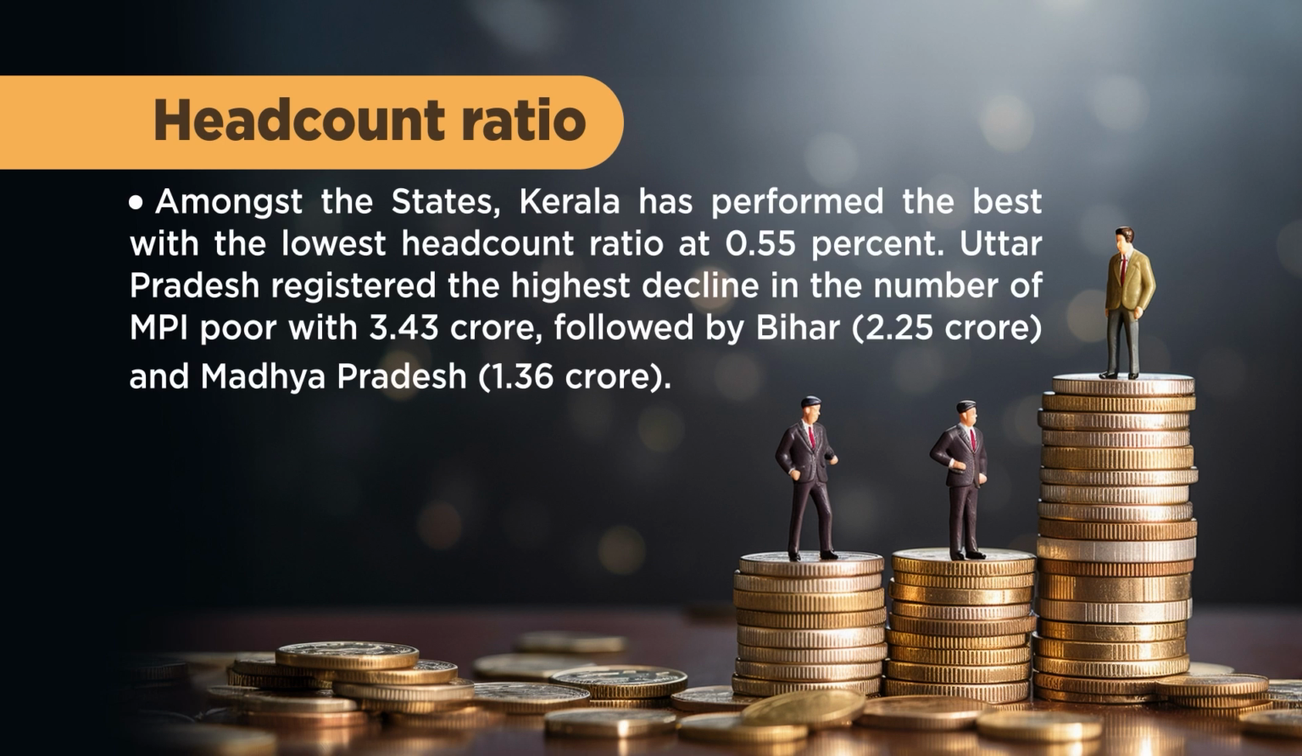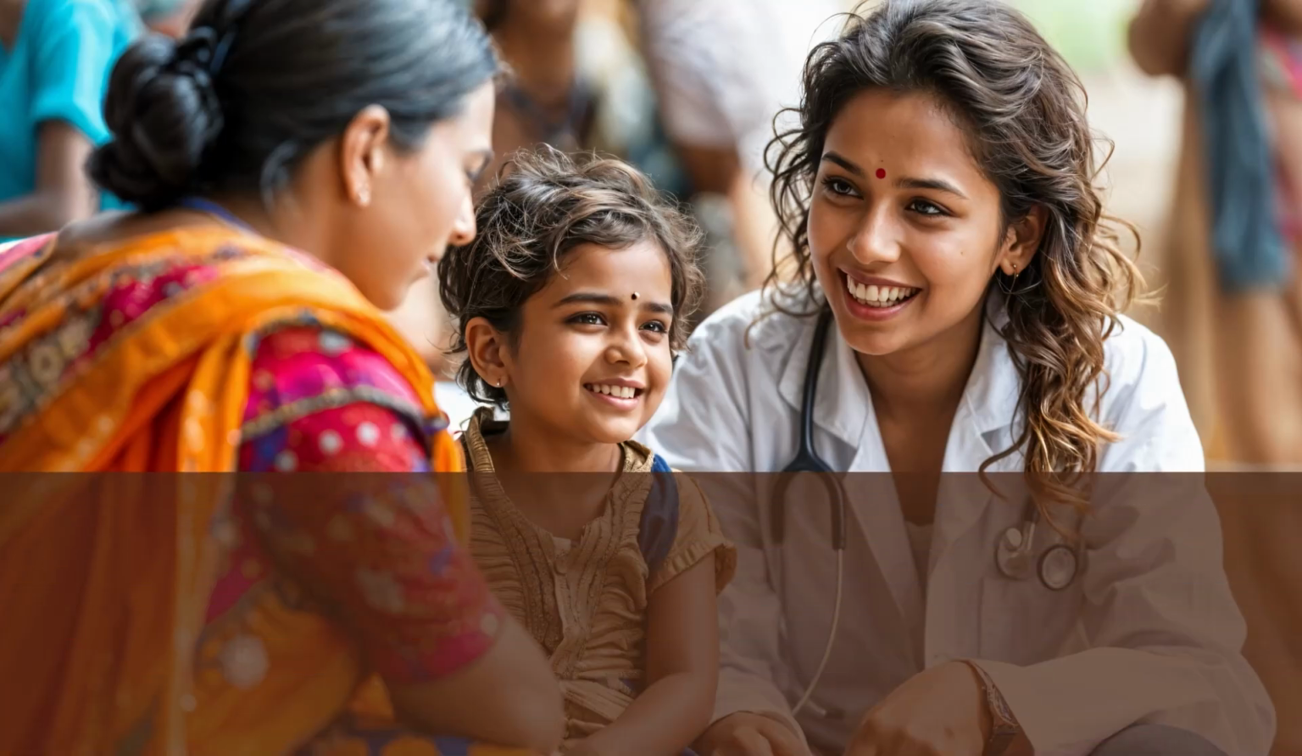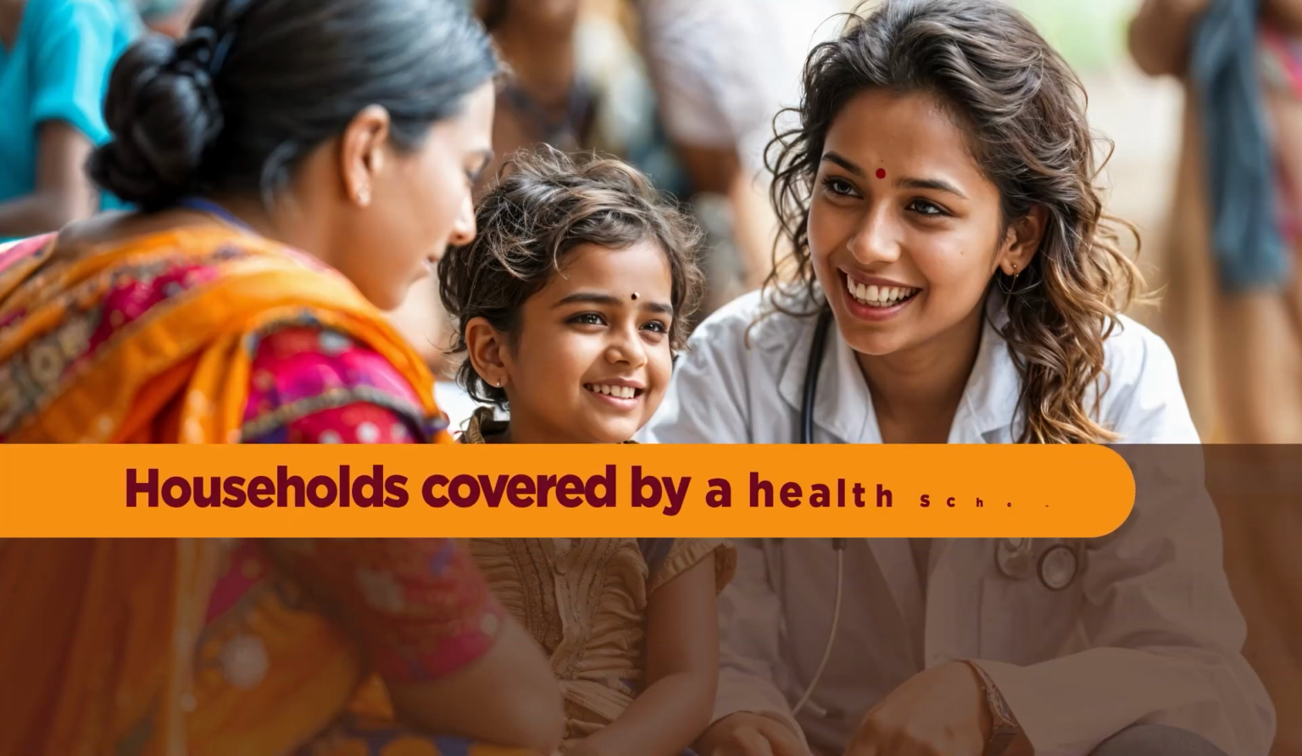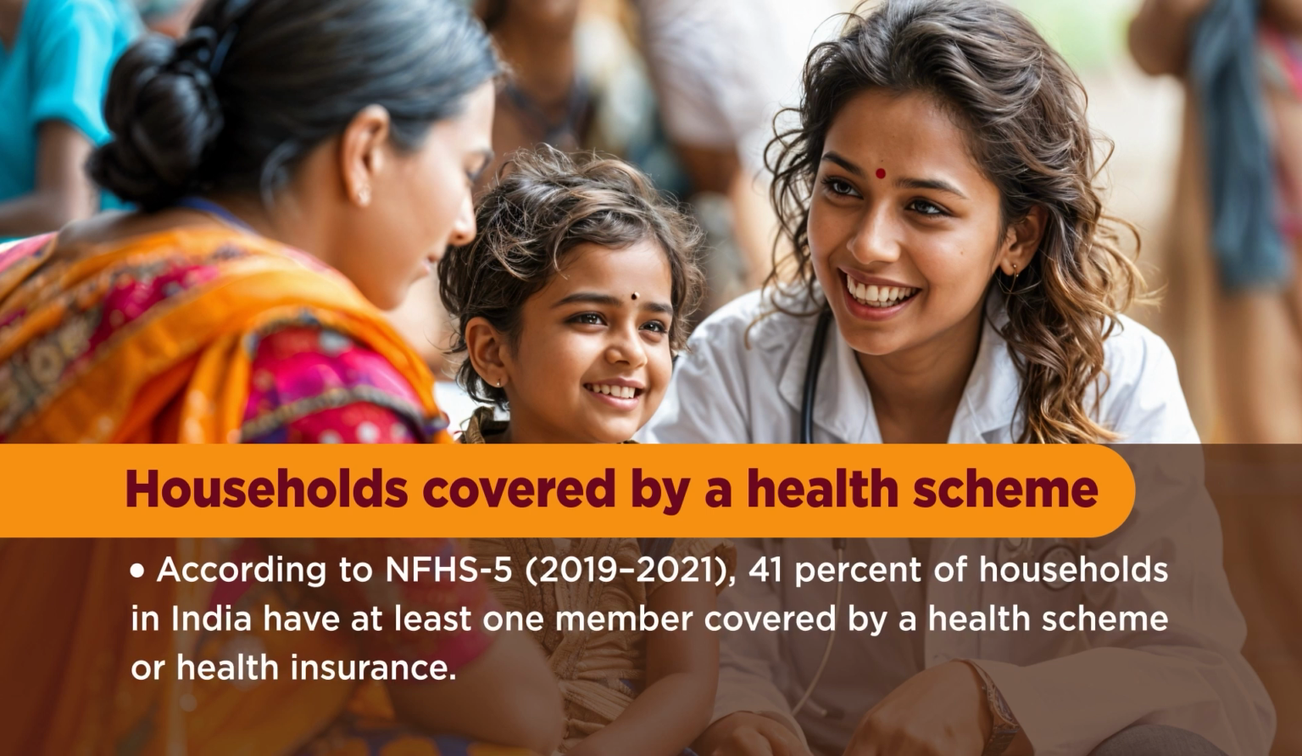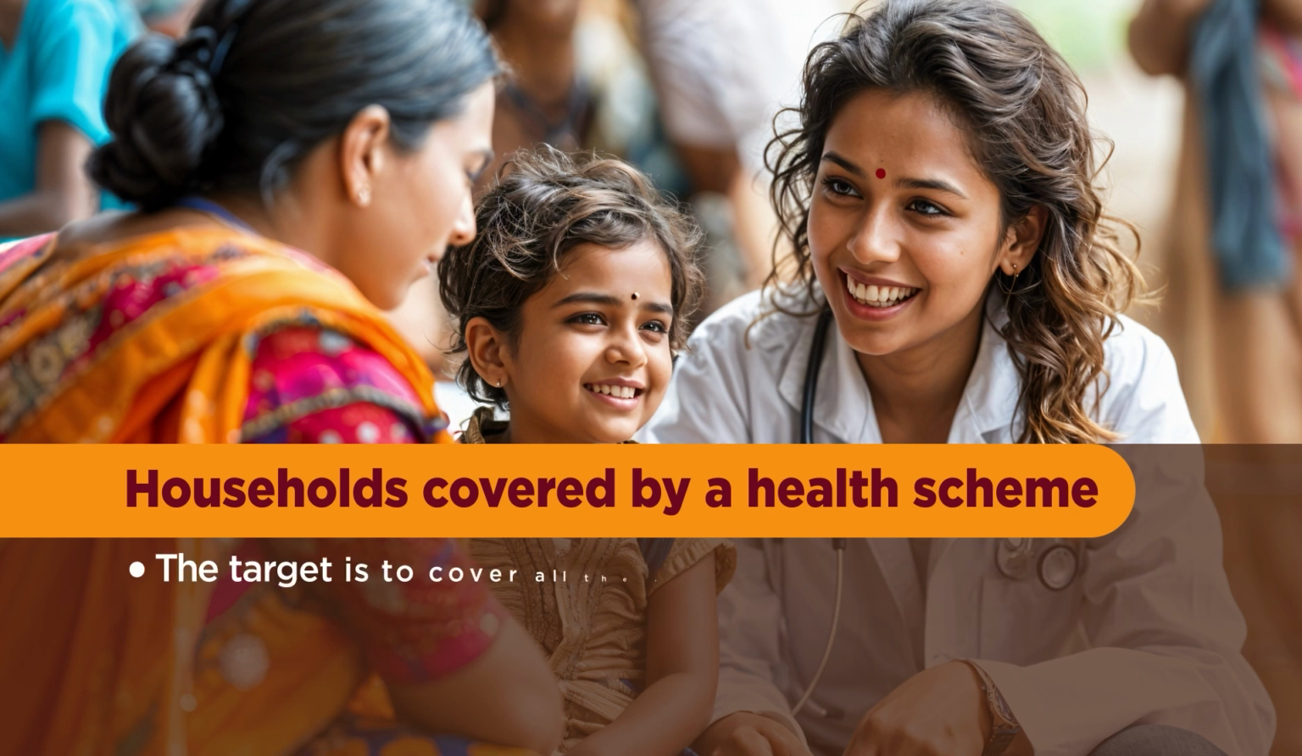Let us look at the status of the states target-wise. Among the states, Kerala has performed the best with the lowest headcount ratio of 0.55%, followed by Uttar Pradesh. Then Bihar and Madhya Pradesh with 1.36. Again, when we look at households covered by a health scheme, according to NFHS 2019-2021, 41% of households in India have at least one member covered by a health scheme or health insurance. Our target is to cover all the households in the country.